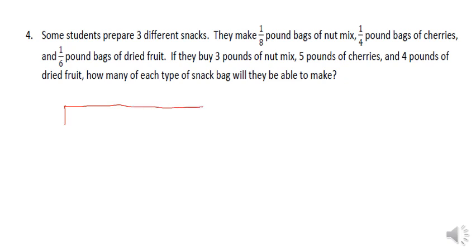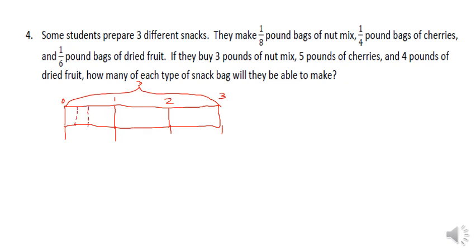So I'm going to go ahead and draw a tape diagram. And I'm going to start off with the nut mix. And it says they bought 3 pounds. So that means we're going to split this into thirds because it says 3 different pounds. So we have 1, 2, and 3. I'm going to extend them out. Now it says I'm going to make 1/8 pound bags. So here is half. There's my fourths. I'm going to split the fourths into eighths.